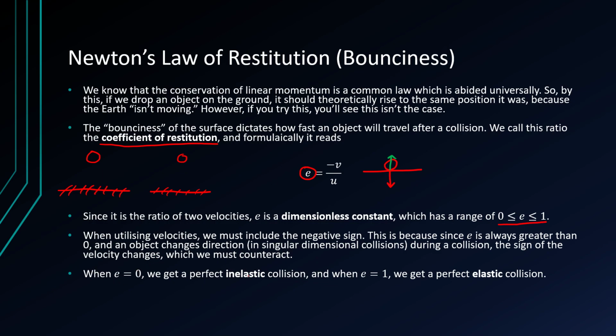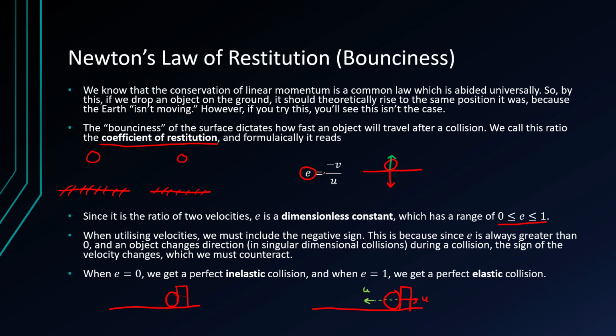So when E is 0, we get what's known as an inelastic collision. So if we have a ball rolling to a wall and the collision is perfectly inelastic, it will essentially just stick to the wall. When E is 1, we get a perfect elastic collision. So this time when it hits the wall, at say an initial speed u, after it hits the wall, it will rebound with the exact same speed.